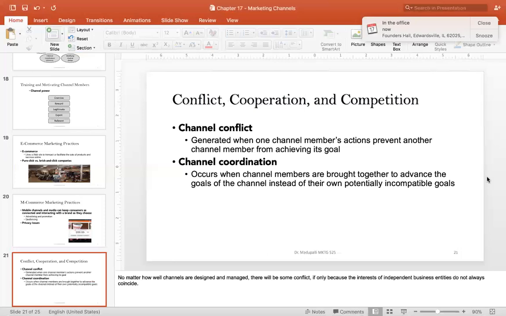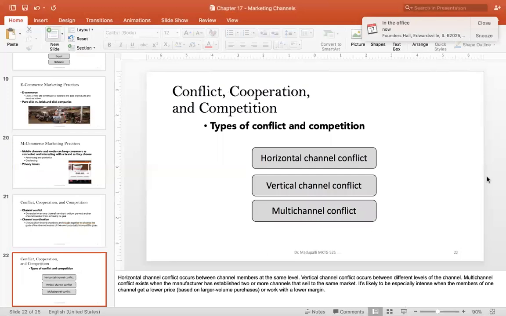No matter how well our channels are designed and managed, there will always be some conflict, simply because the interests of each business unit, each entity, each person do not always need to coincide with others, right? There are three main types of conflict: horizontal channel conflict, vertical channel conflict, and multi-channel conflict.